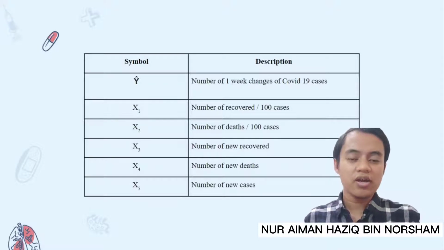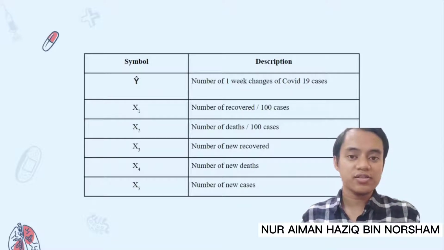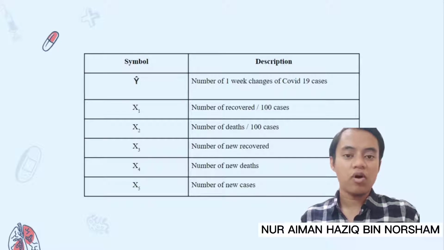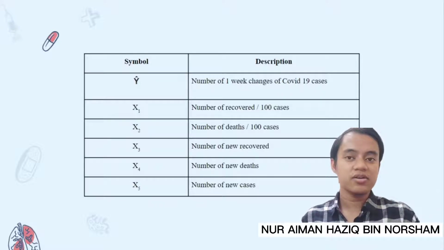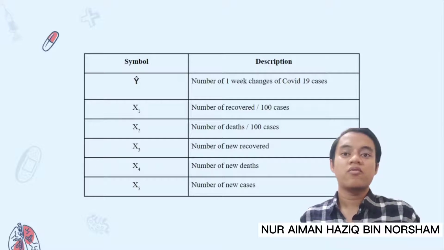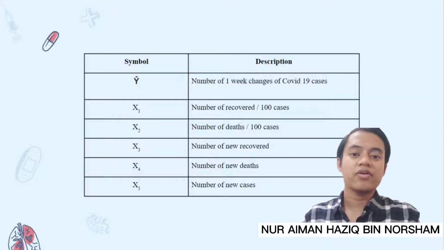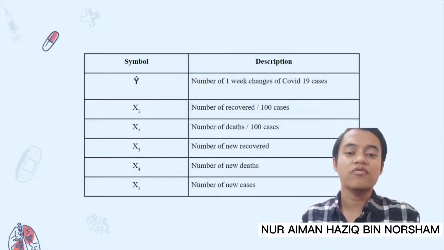So we start with y hat. Y hat stands for the number of 1-week changes of COVID-19 cases. For x1, the number of recovered over 100 cases. For x2, the number of deaths over 100 cases. For x3, the number of new recovered. x4, the number of new death cases. And lastly, x5 is the number of new cases.